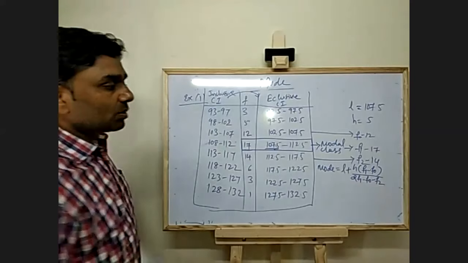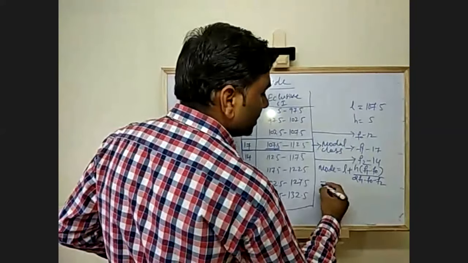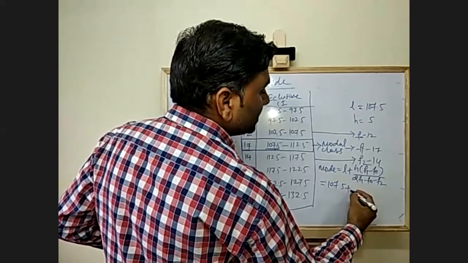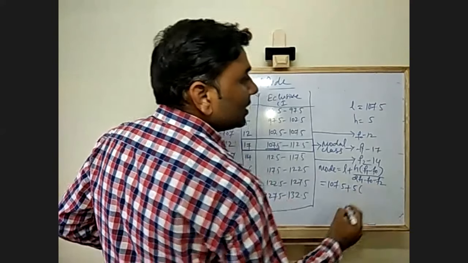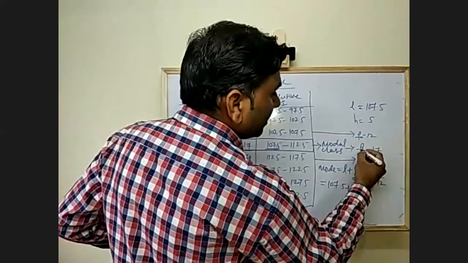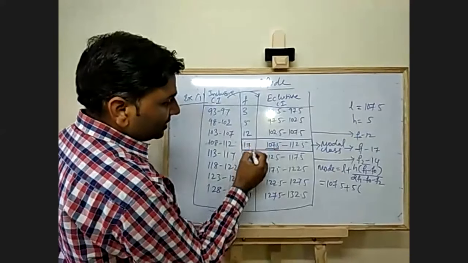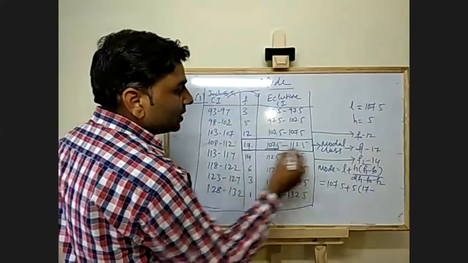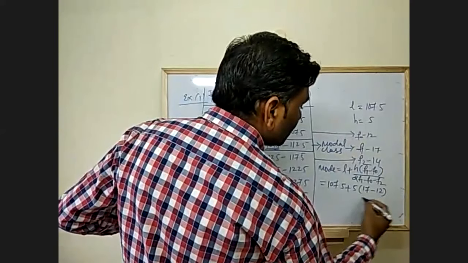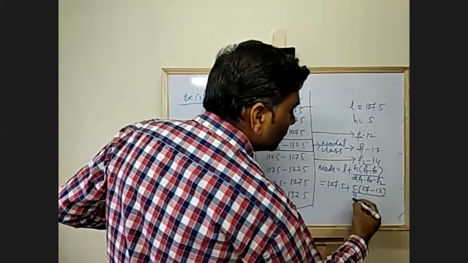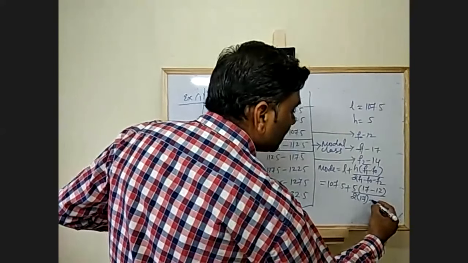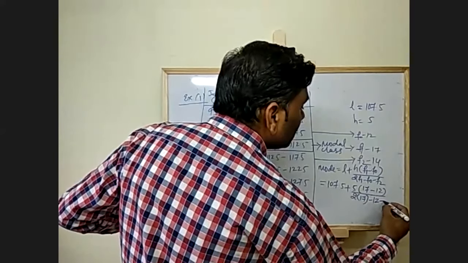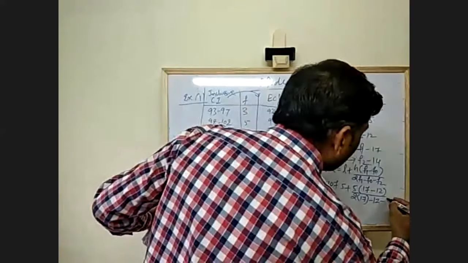So you write this formula and replace the values. Fill the values. L is 107.5 plus H is 5. F1 is 17 minus F0 is 12, divided by 2. F1 is again 17 minus F0 is your value 12 minus F2 is 14.